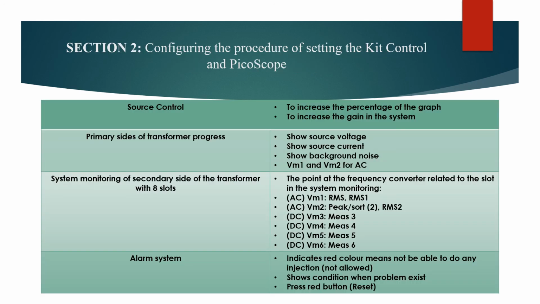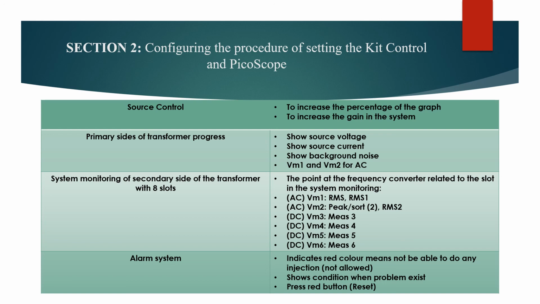For section 2, which is configuring the procedure of setting the Kit Control in Picoscope. Source control. The function of the source control is to increase the percentage of the graph and to increase the gain in the system. Primary side of the transformer: show source voltage, show source current, show background noise. And VM1 and VM2 are for AC.